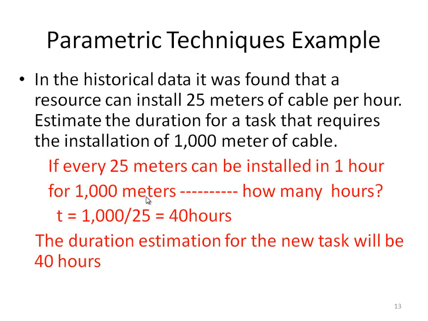The duration will be 1,000 divided by 25, which is equal to 40 hours. So actually, the 1,000 meter cable activity was not done before, but we did 25 meters of cable. So based on the historical information and the estimate of 25 meters that we got before, I could estimate a new installation of 1,000 meter cable. And I can estimate any kind of installation for such a cable if I can divide the number by 25 and calculate the number of hours needed to install that cable.